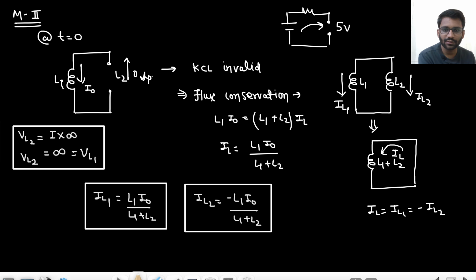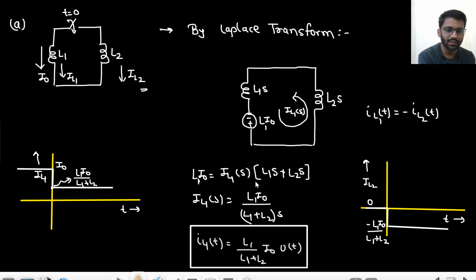By the way, what is the time constant of this circuit? This one, first circuit, time constant is 0, right? Why is it 0? Time constant is L by R. R is infinity. If you see from here, open circuit, what is the equivalent resistance here? Inductance will be L1 parallel L2, and there will be infinity resistance. So R equivalent is infinite. So time constant is 0.